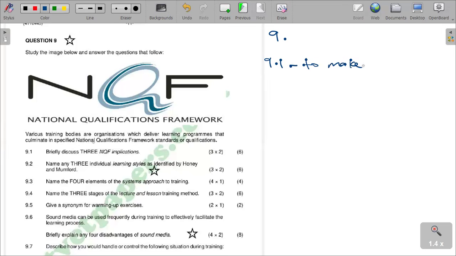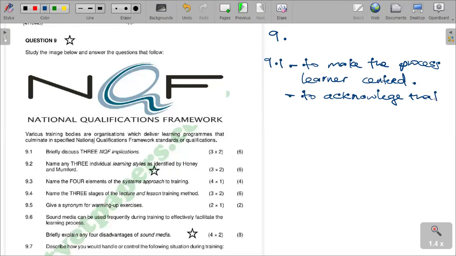To make the process learner-centered, right? And also they want to acknowledge that all learning is done for a purpose. It also wants to look at learning from the learner's point of view.